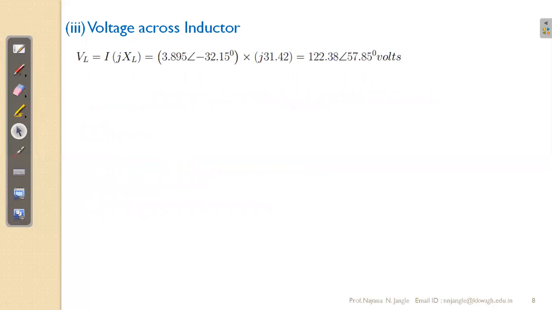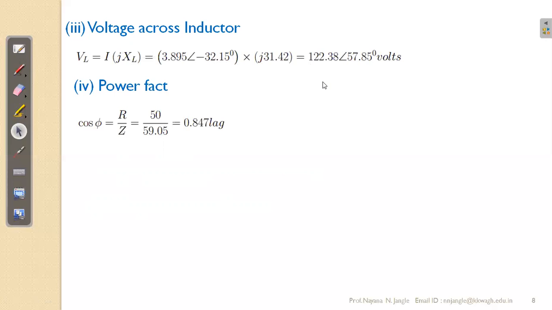Voltage across inductance is VL, and it is given by I into j omega L, that is j XL, where XL is the inductive reactance of the inductance. So I is 3.895 at an angle minus 32.15 degree and XL is j 31.42. After calculating this, we get the voltage across inductance 122.38 at an angle 57.85 degree volts.